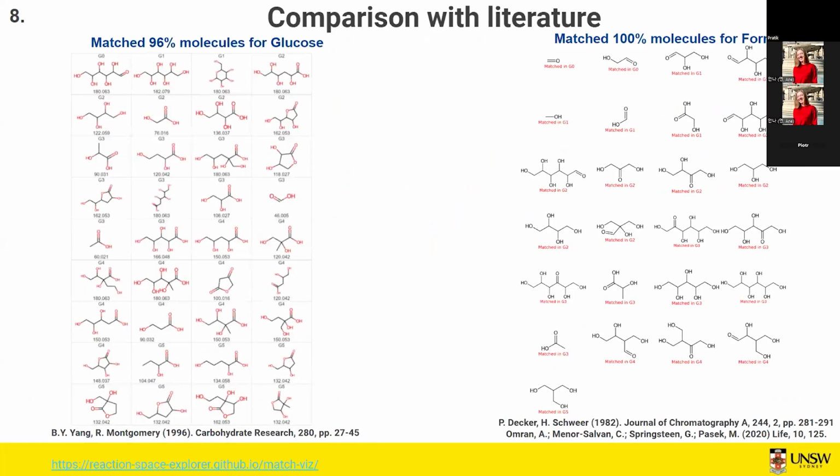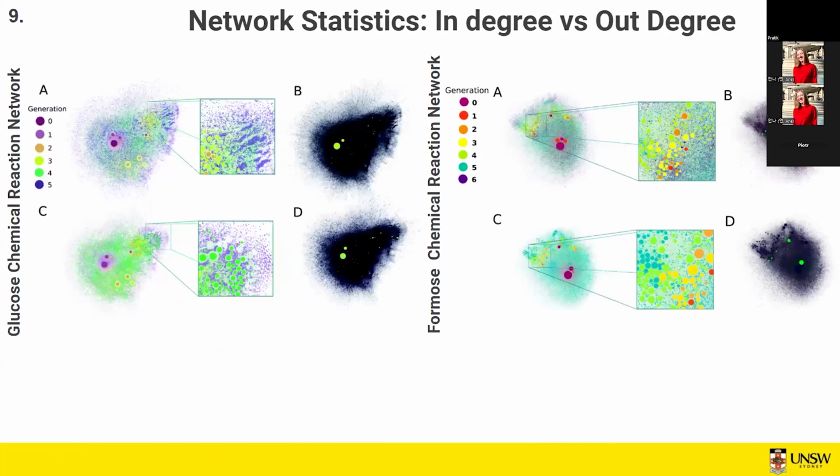Now, since we did computation, we also wanted to identify if what our model is predicting is actually true or not. Otherwise, it's garbage in, garbage out. So we took this paper by Yang and Montgomery in 1996, and we matched 96% of the molecules for a glucose network, which shows that the model is working. And these people did it with gas chromatography, mass spectra, and things like that. Now, this is a recent paper in 2020 where our computational model matched 100% of the molecules in focus. That's good enough. That means it's working, and now we can move forward to analyzing these things.